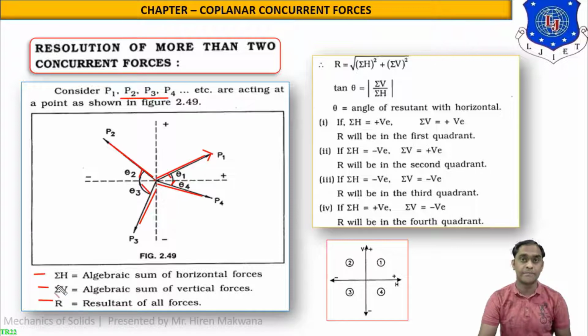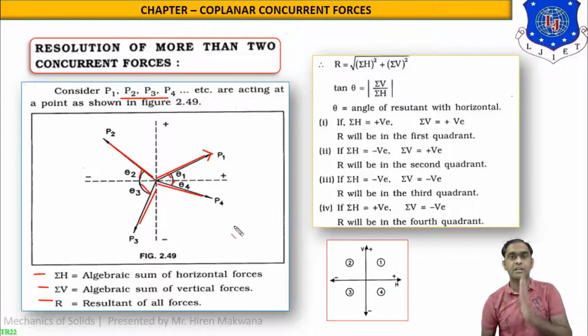Now what is sigma H actually? Sigma H is equal to the algebraic sum of horizontal forces. In the figure, all four forces are not horizontal or vertical, but we have to make components for these four forces. You may remember from physics that the horizontal component is given by cos theta and the vertical component of the force is given by sin theta. So sigma H will be equal to the algebraic sum of all horizontal components, while sigma V will be the algebraic summation of all the vertical forces, and R is the resultant of all the forces. So these are the values which we have to find.